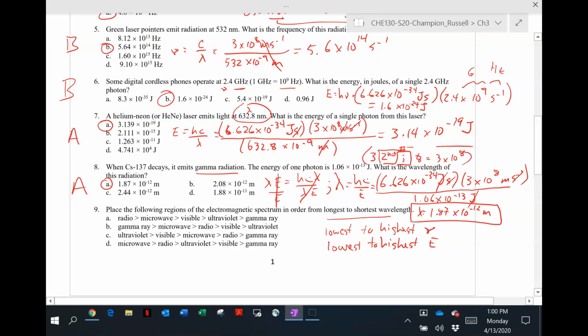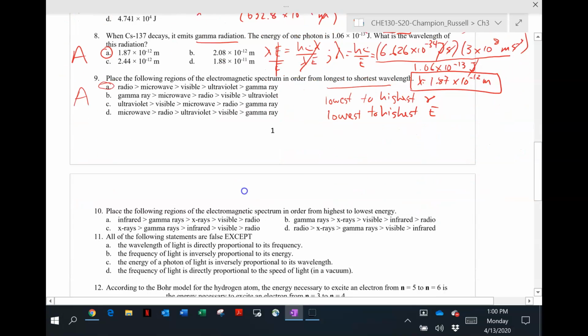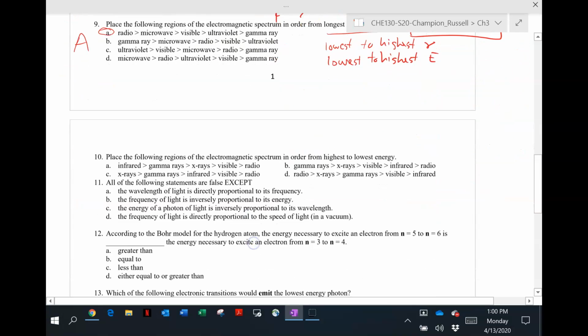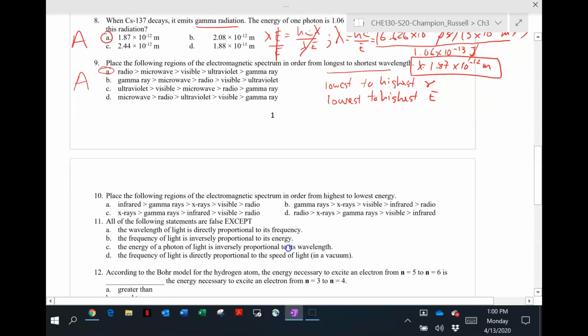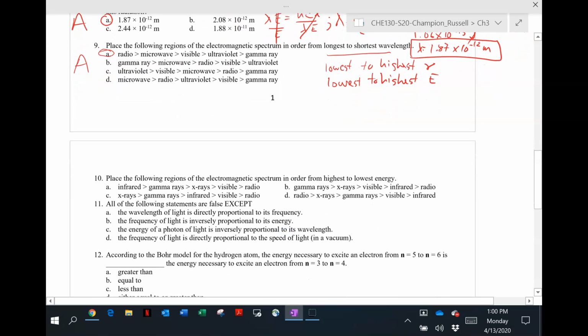And so gamma rays are definitely going to be our highest energy here of all these. Ultraviolet's next. Visible's in the middle. Radio and microwave. So A is our best answer here. And again, on an open book test, that would be an easy question. If we do them here from highest to lowest energy, again, that's the opposite way of going. So gamma rays are going to be over at the left. Gamma rays are more energetic than X-rays, so B is our answer here for that one.